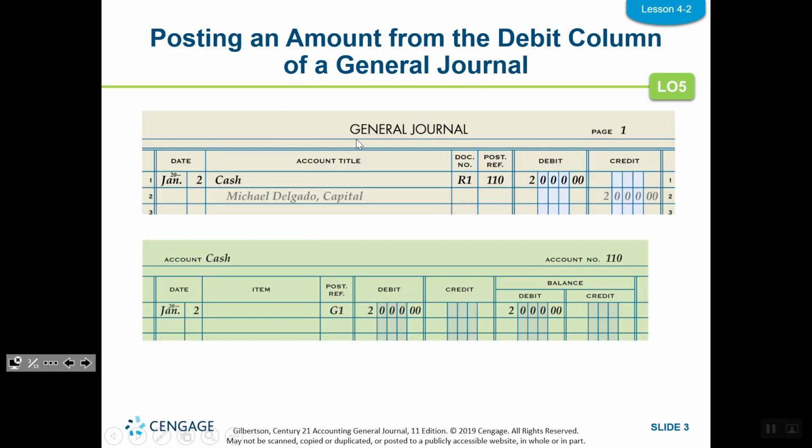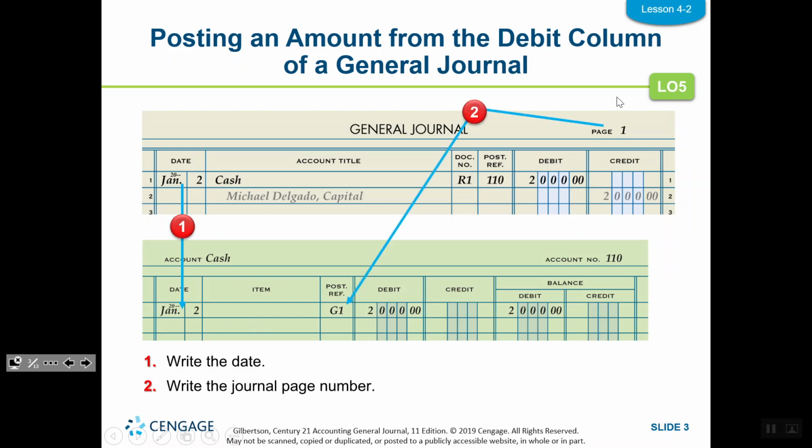Okay, so here is the general journal, and here we had a transaction for January 2nd. We received cash from Michael Delgado as an investment, $2,000. So the first thing we do is bring the date from the transaction to the debit account, which in this case is cash. Again, it's the first transaction in this account, so we're going to put the full date. We bring down the journal page number, and you notice we put the letter G in front of the page number so we know it's general journal, page 1.